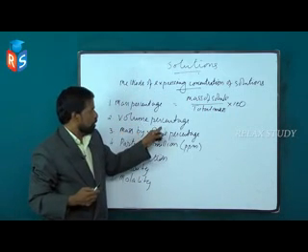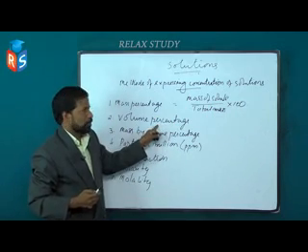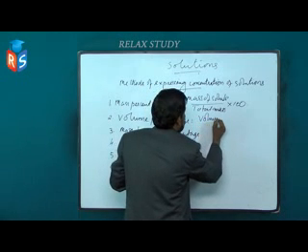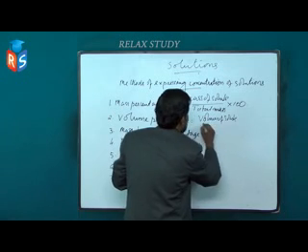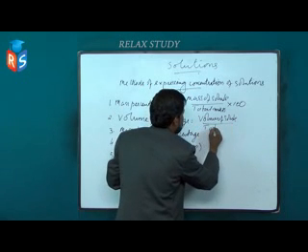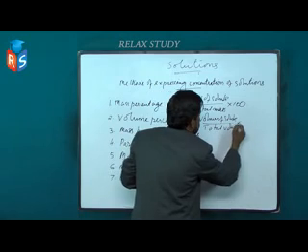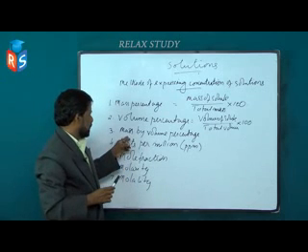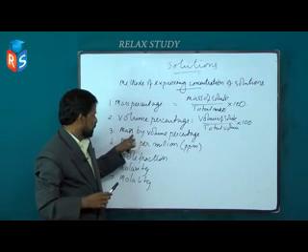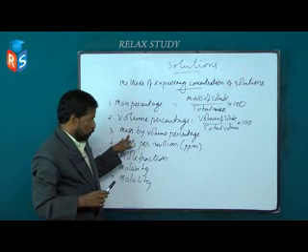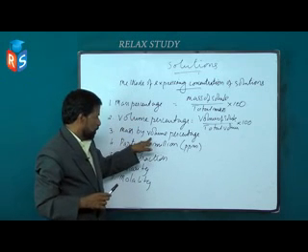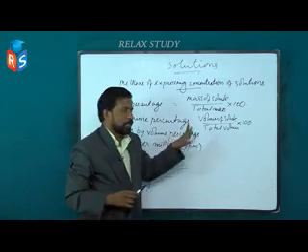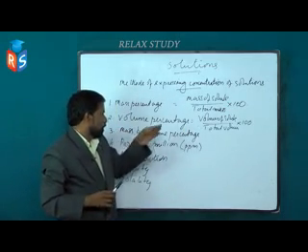Then similar is the case of volume percentage, that is equal to volume of solute divided by total volume into 100. It is also taken out of 100 parts. Then mass by volume percentage, that is mass of the solute present divided by volume of the solution into 100.